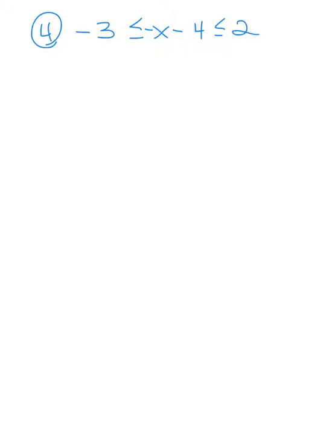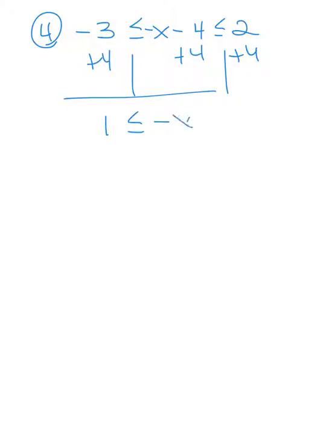Let's try one more with the AND inequality. So there's my wall. Add 4 to every section. I have positive 1 is less than or equal to negative x, which is less than or equal to 6. Again, I want positive x in the center, not negative x. So I'm going to divide everything by negative 1. Change the directions of the sign because I divided by a negative number. And I'm left with negative 1 is greater than or equal to x, which is greater than or equal to negative 6.